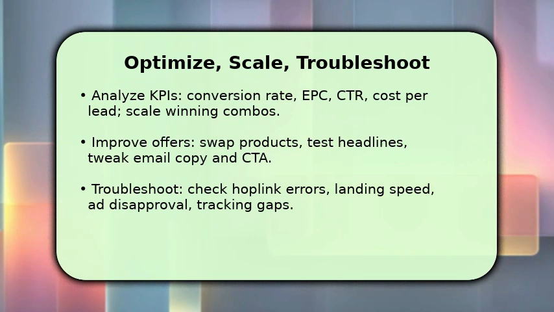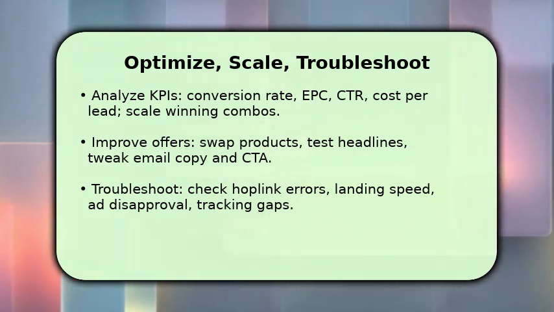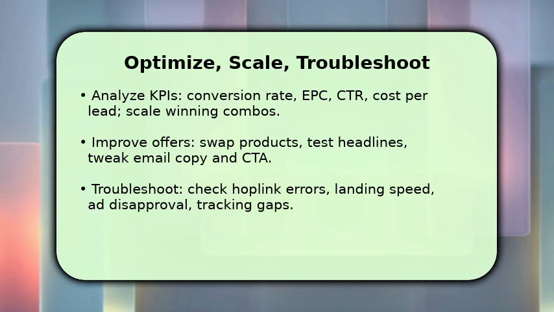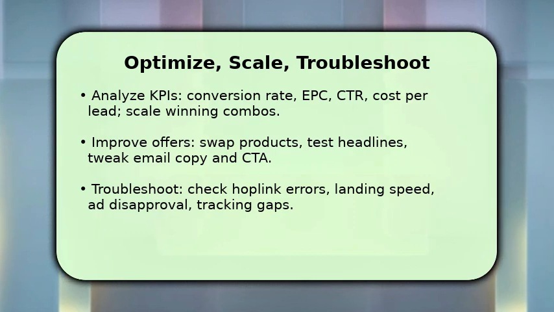If things go wrong, focus first on tracking and hoplink integrity. Broken hoplinks or missing UTM data cause most failures. Fix tracking, then retest ads and landing speed before scaling again.